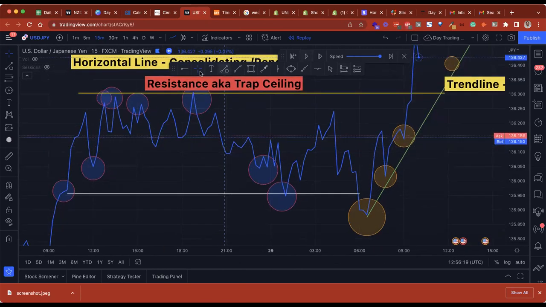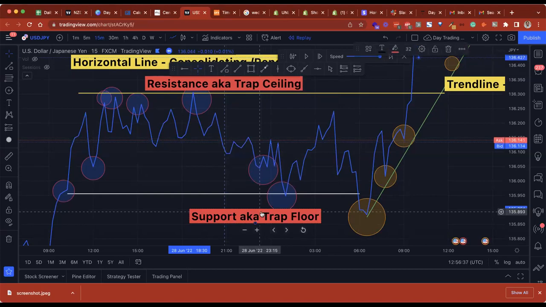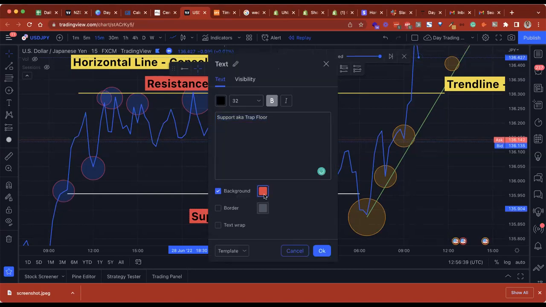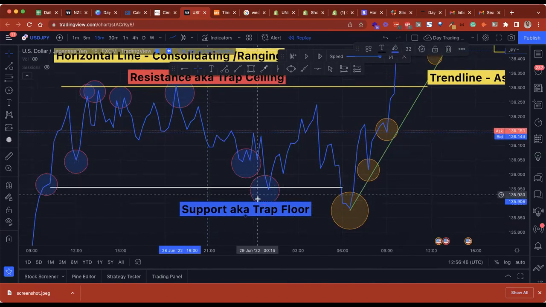And then down here, let me make this red, we got what we call support. This is support, AKA trap floor. So when you're in a house, walking through the house, you're walking on a floor, and that floor is supporting you, okay? It's supporting you, it's not letting you fall through. That's support. So if we keep seeing that the price comes down to the support level and goes back up, we call that support, but that's the floor.